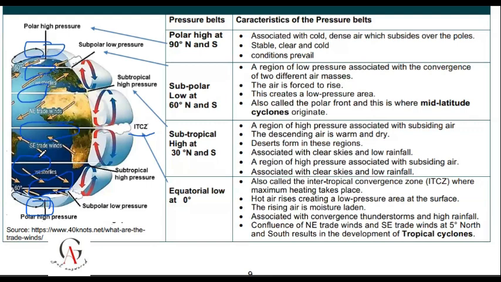So when you are naming those pressure belts, you have to indicate the location and you have to indicate the nature of the pressure in the belt. Do not just say it's polar, or subpolar, or subtropical. Then what kind of pressure is there? It's subtropical high, it's equatorial low, it's subpolar low, it's polar high. That is a complete description of a pressure belt.